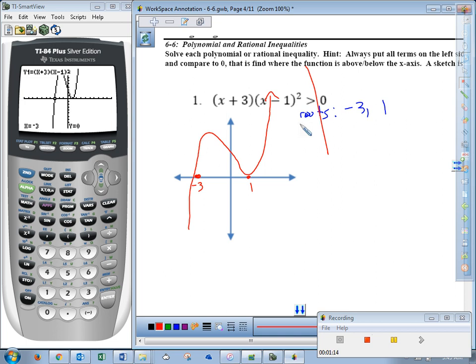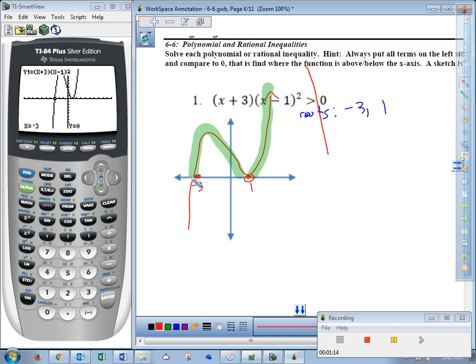Cool with that? They want to know where this graph is greater than 0. Notice it does not have an equal to bar, so where it's greater than 0 is when it is above the x-axis. Would you all agree that right here, that's above the x-axis, correct? And also right here. But I skipped over this point. Why did I skip over that particular point? That's where it's equal to 0, right? So all we have to do is write in interval notation where this thing was positive. We graphed it, and where it's positive is where it's above the x-axis.